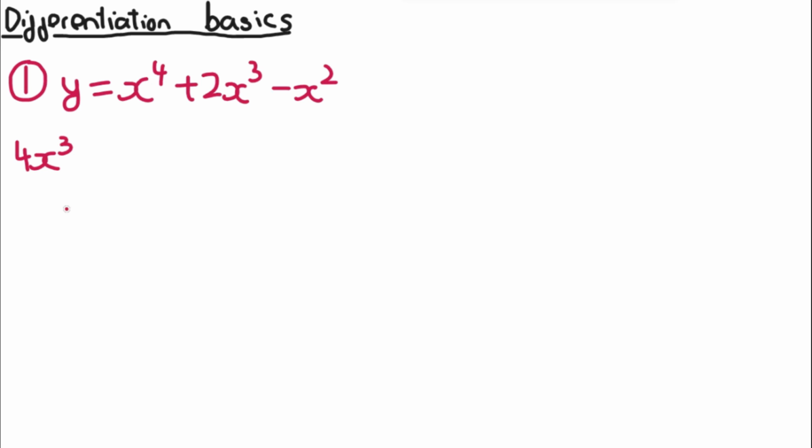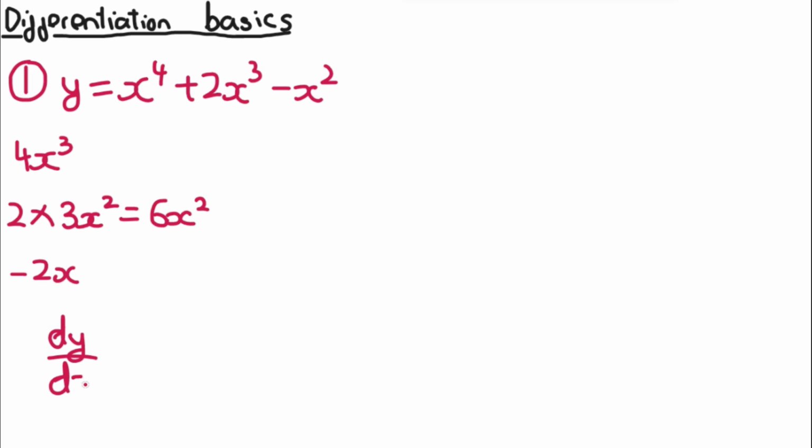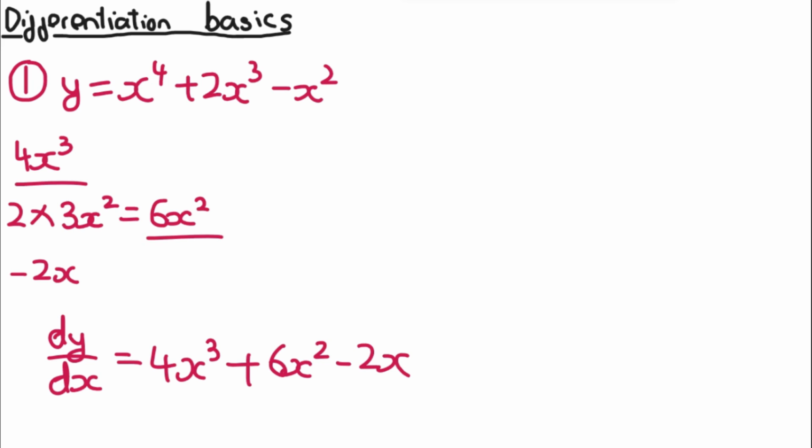2x to the power of 3 is going to be 2 times, and differentiate x to the power of 3 to get 3x to the power of 2, and simplify that. 2 times 3 is 6x squared, and then minus x squared is just going to be minus 2x, and then to the power of 1, but we don't write that. So therefore the whole thing, dy over dx, is just these terms added together: 4x cubed plus 6x squared minus 2x. So just differentiate the terms individually.